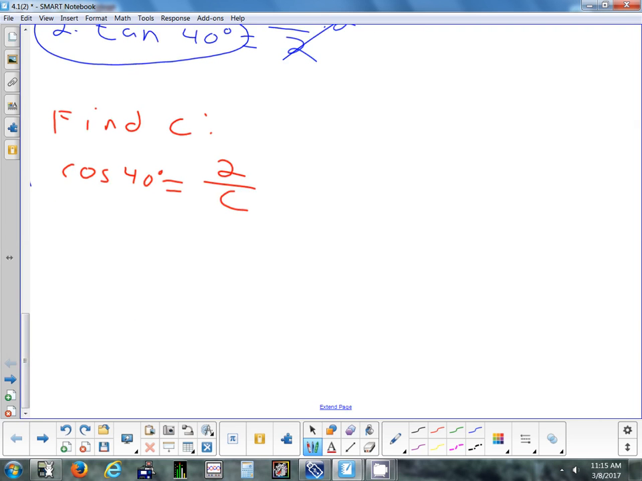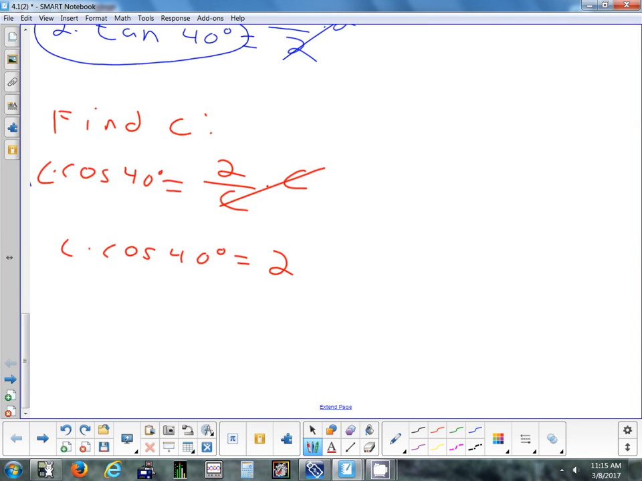So the first thing we want to do to get C by itself is at least get it out from the bottom of this fraction and put it on the other side. So Emma, how would I get C on the other side? Okay, I multiply by C. And I have C times cosine 40 equals 2.